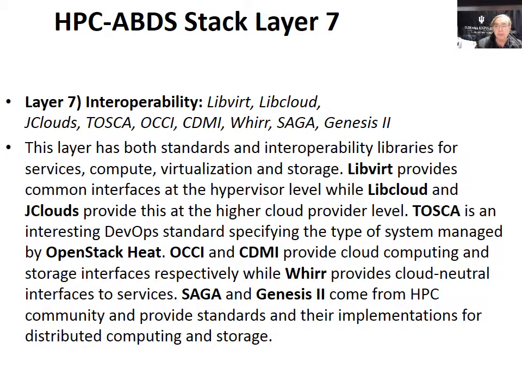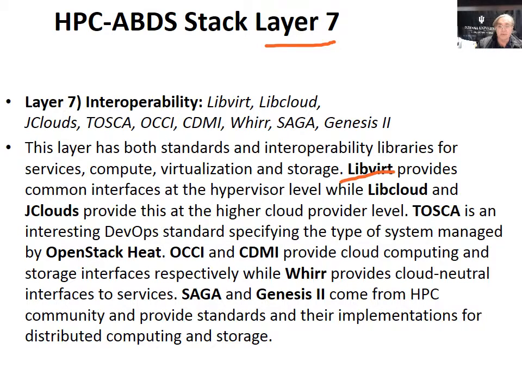Now we come to layer 7, which is interoperability. And we have two types of interoperabilities, what you might call libraries, which achieve interoperability by building into some software the different ways of doing things. The alternative is actual standards, which insist people do things in the same way because they obey a certain standard, and then you do not need a program to do this for you.